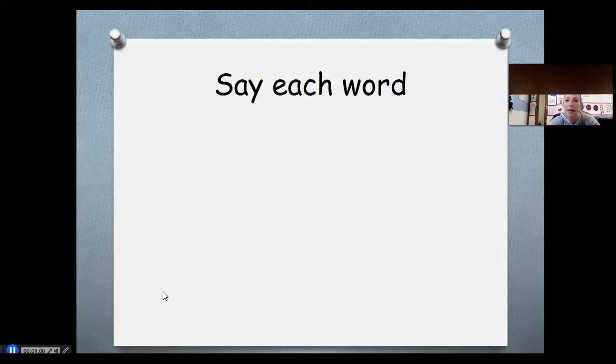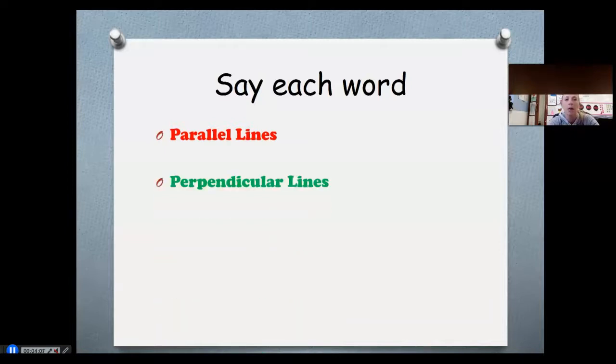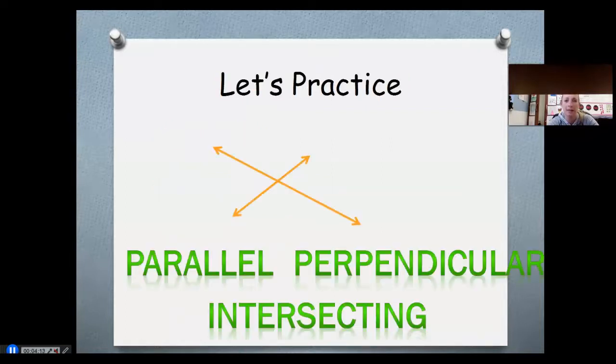All right, let's say each word again together. Here we go. Parallel lines. Perpendicular lines. Intersecting lines. All right, let's practice. Can you please get out a whiteboard and a marker or a piece of paper and a pencil? Pause the video, and when you are ready, press play.